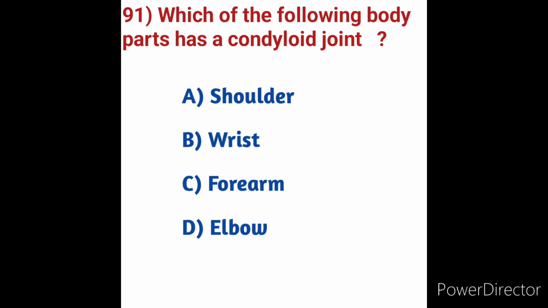Other names for the condyloid joint are condylar, ellipsoidal or bicondylar. These are all other names for the condyloid joint.